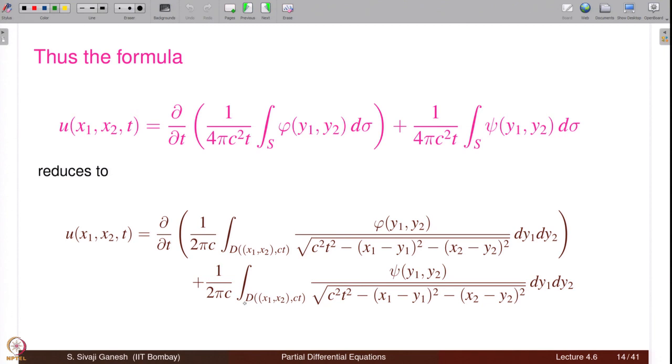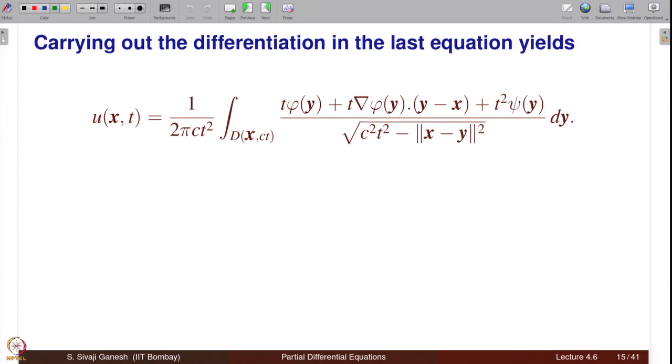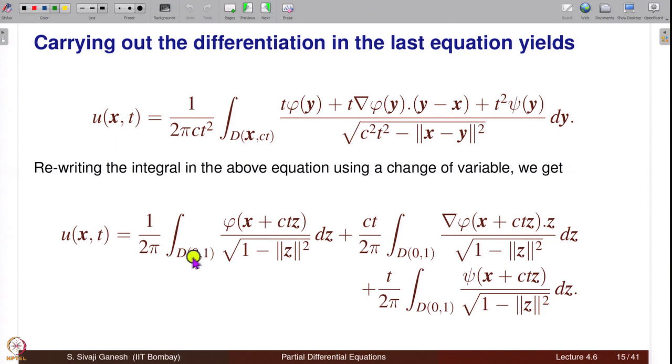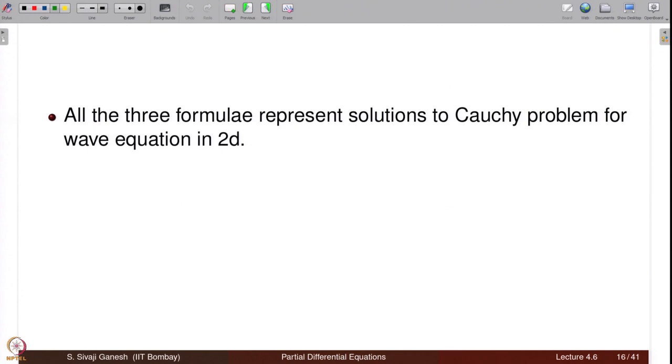So, if you compute the differentiation here, del by del t, we get this. Rewriting the integral in the above equation using a change of variable, we get it on the disk of radius 1 with center at the origin. Please do these computations by yourself, particularly this change of variables, very simple. So, all the 3 formulae represent solutions to the Cauchy problem for the wave equation in 2D. As in the case of 3D, the formulae are still known as Poisson-Kirchhoff formulae.